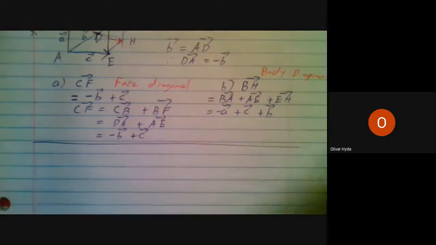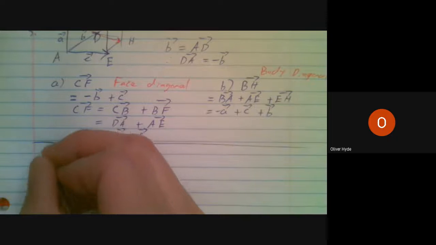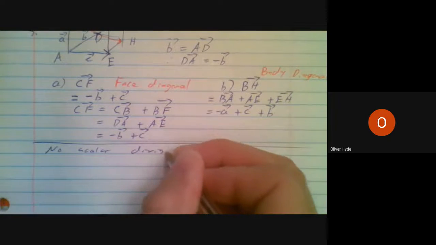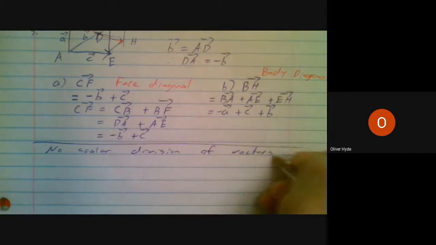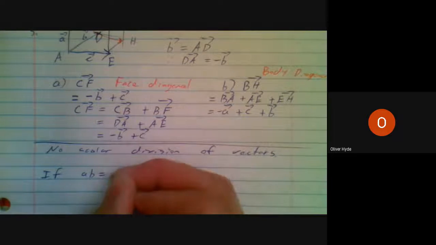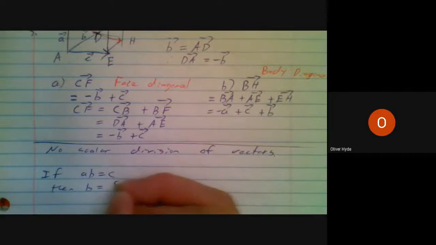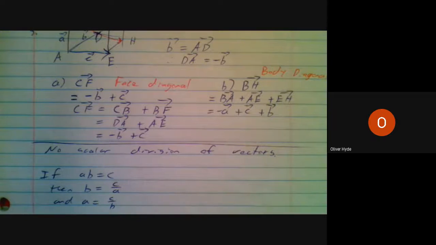So for the idea of no scalar division of vectors, let's just go back to scalar quantities, number quantities. We can say that if A times B is equal to C, then that means that B is going to be equal to C divided by A, and likewise A is equal to C divided by B. Okay, that's what we're comfortable with.